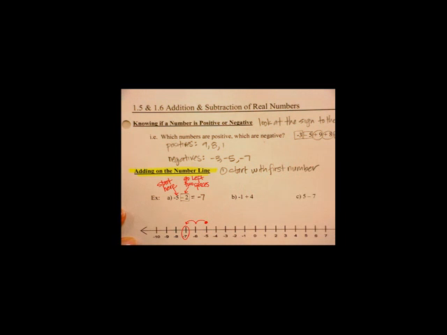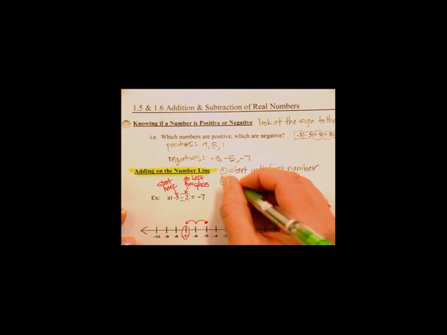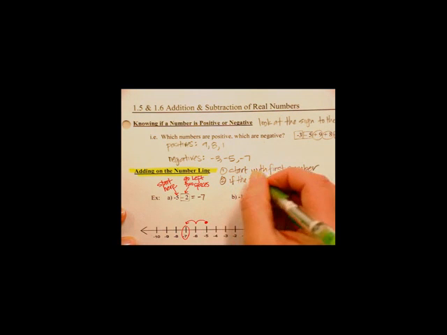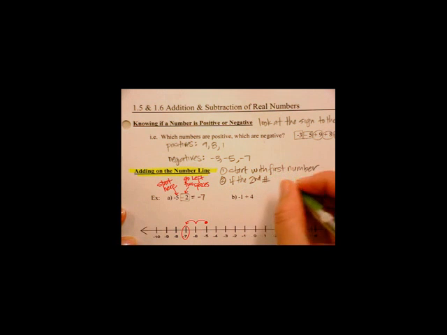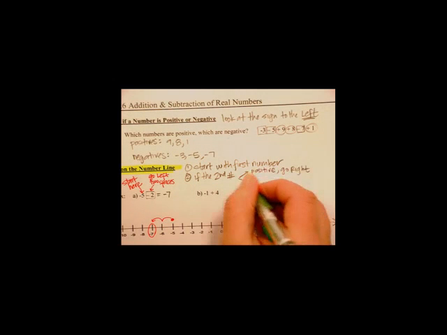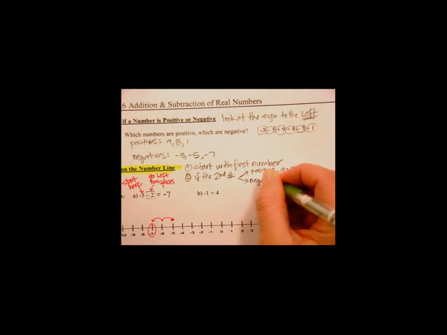We start at our first number. The second number tells us where to go. If your second number is positive, you're going to move in the positive direction. You're going to go right. If your second number is negative, you're going to go in the negative direction. You're going to go left. So let's take a look at B.